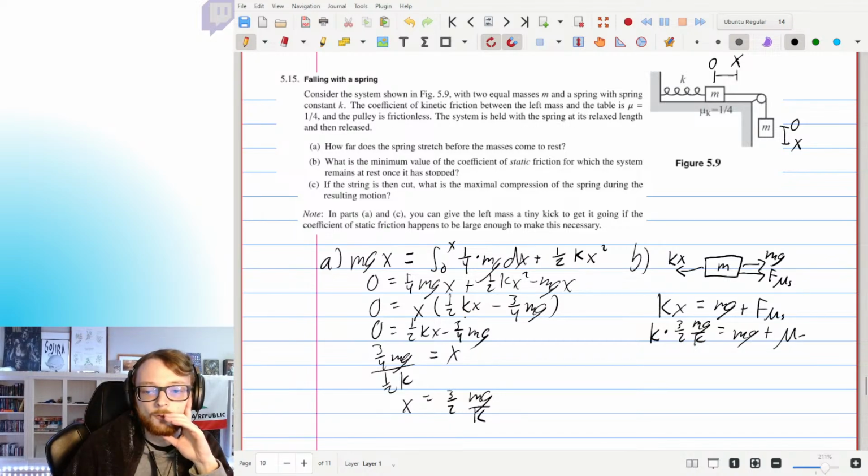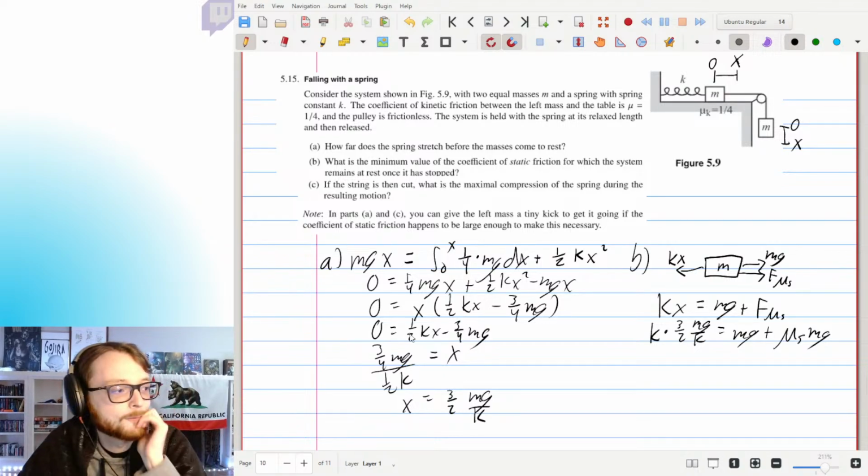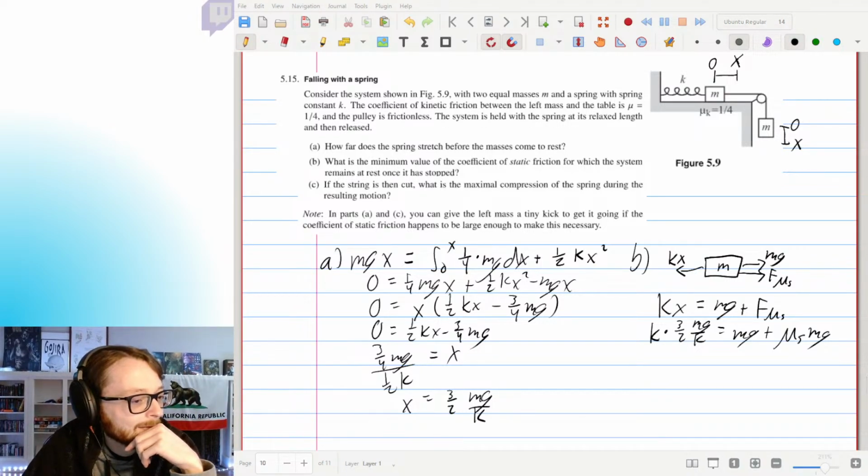Static friction is mu s times the normal force. Mu x is the work, I guess, done by friction. I remember seeing that formula somewhere in a physics class that I took. I don't remember what it would be though. It's almost the work done by friction, but not really. So you need the normal force in there too.